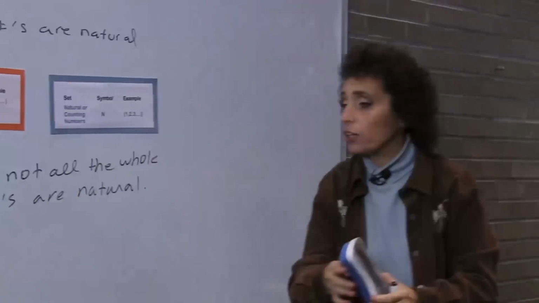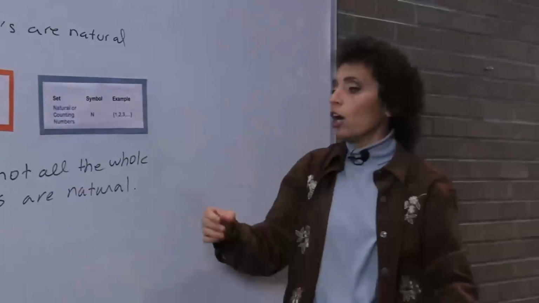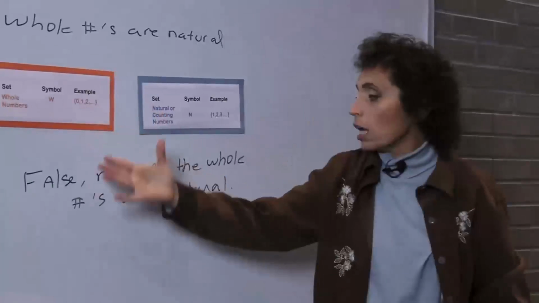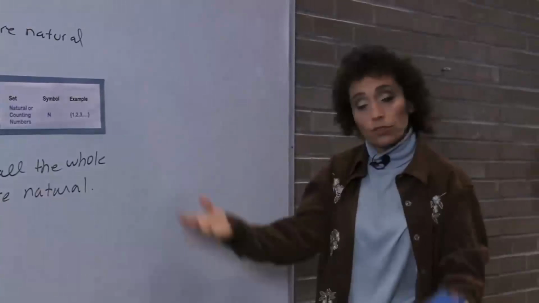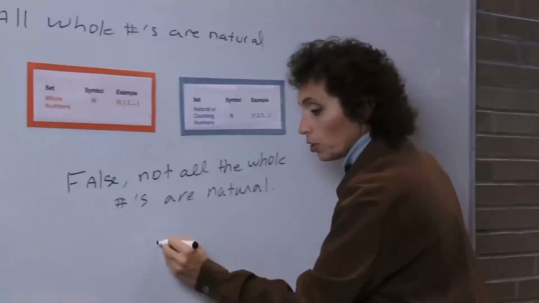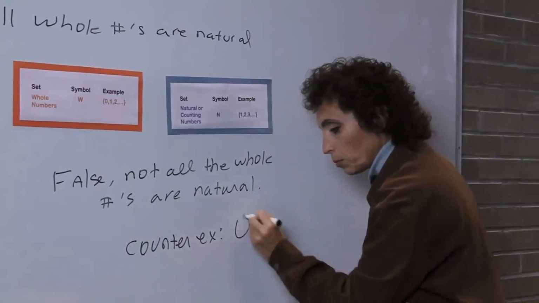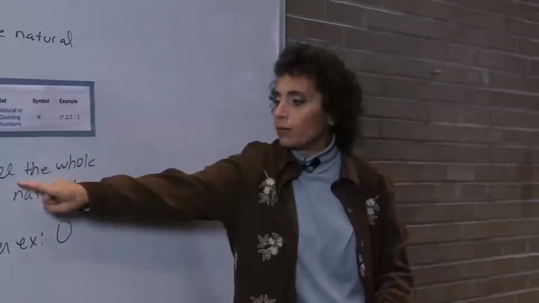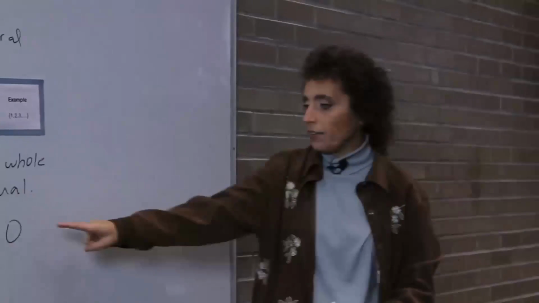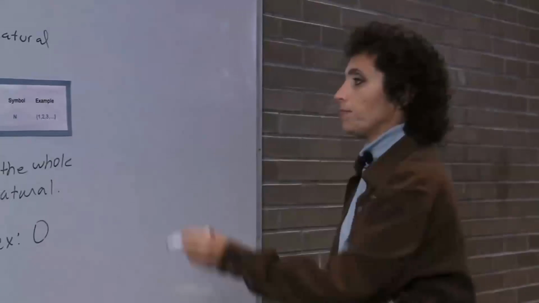Now, it says give a counterexample if it's false. A counterexample means give an example that makes it false, that shows you it's false. Well, can you give us a number that is whole but not natural? Well, there's only one example. The example is 0. So here is your counterexample. Your counterexample is the number 0. That's the example that makes this false, because this number is whole, but it's not natural. Okay?